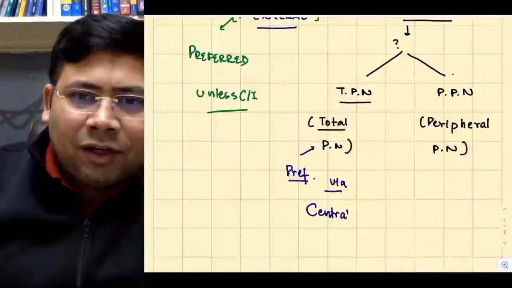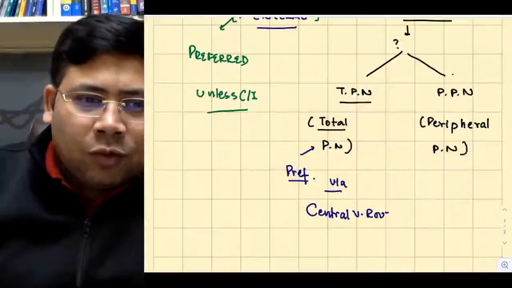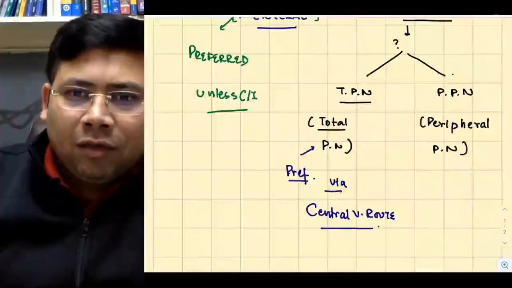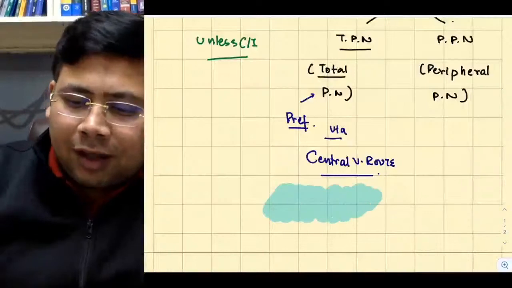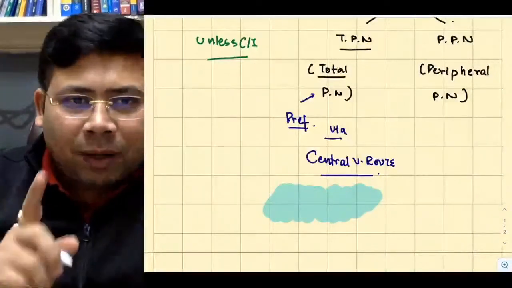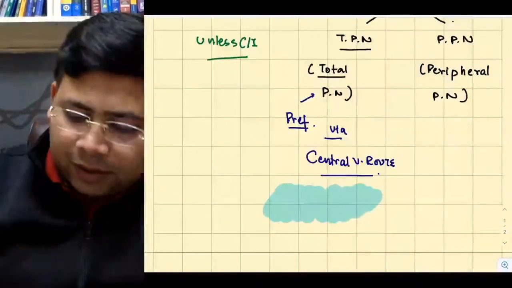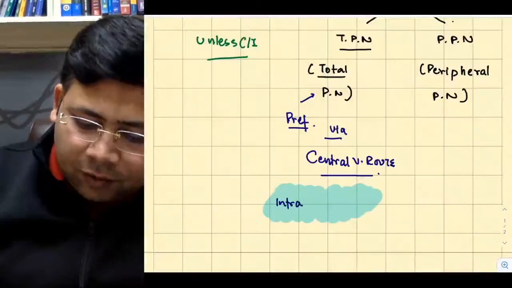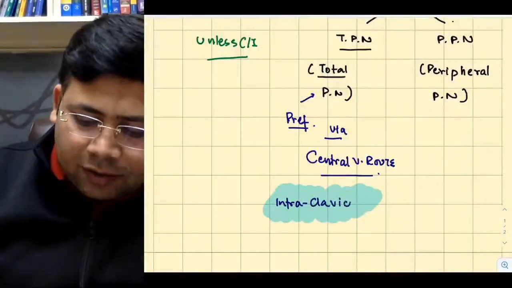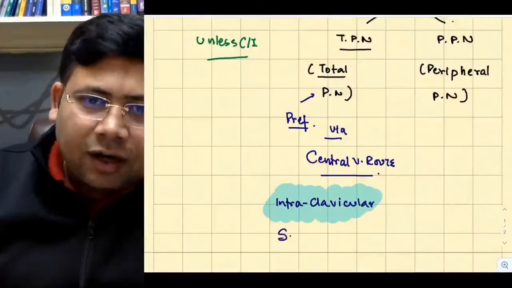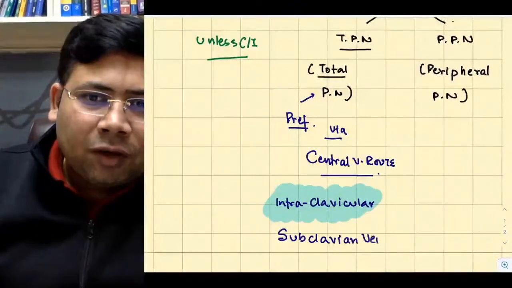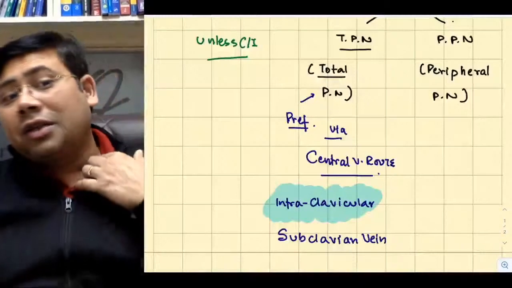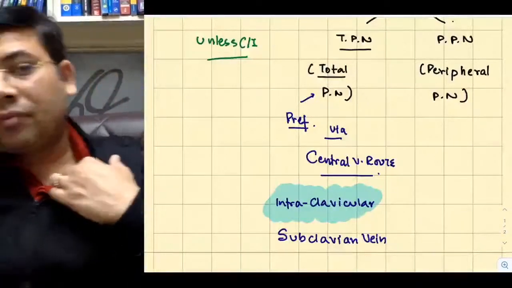In the central venous route also, what is the route of choice? Can you people tell me the route of choice for central venous access? The answer is, for nutrition purposes, it is the infraclavicular subclavian vein.